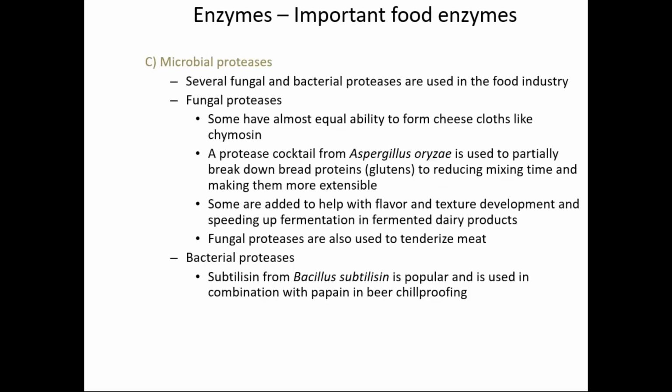So, microbial proteases: there are several microbial proteases which are used in the food industry. Most of them are fungal proteases from Aspergillus, and a protease cocktail from Aspergillus is used to break down the bread proteins to reduce mixing time. Some proteases are added to produce flavor and texture, and some fungal proteases are used to tenderize meat. Among the bacterial proteases, subtilisin from Bacillus subtilis is popular, and it is used in combination with papain in beer chill proofing.